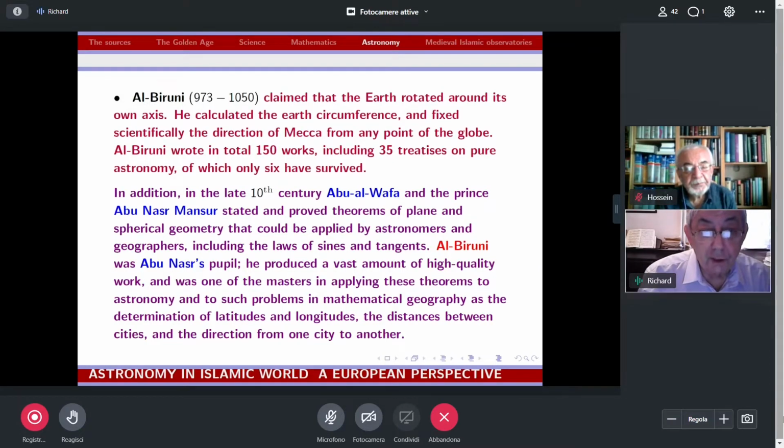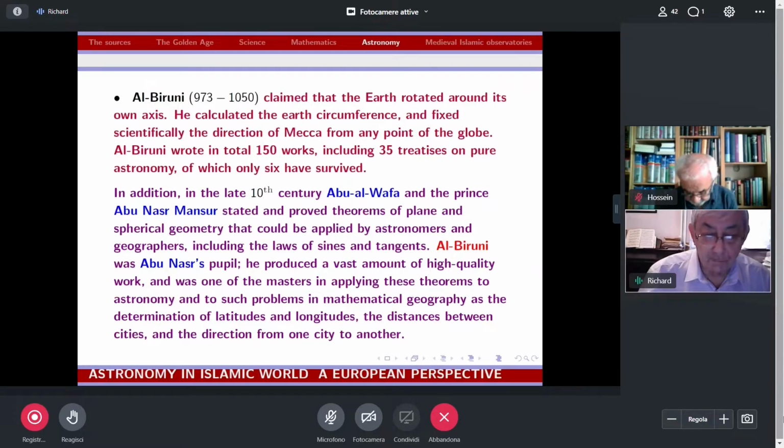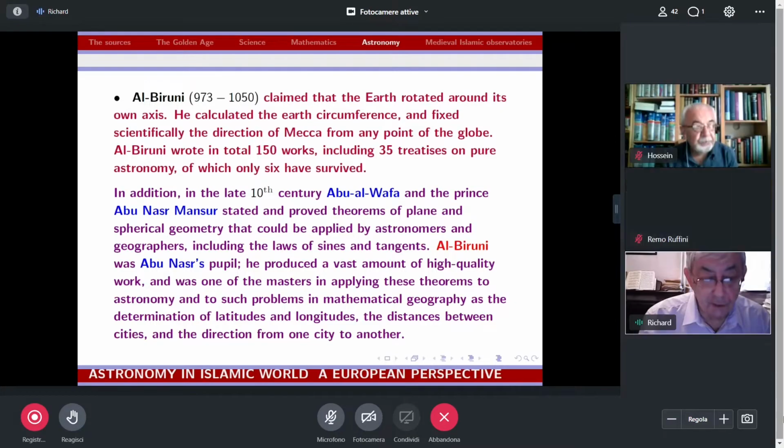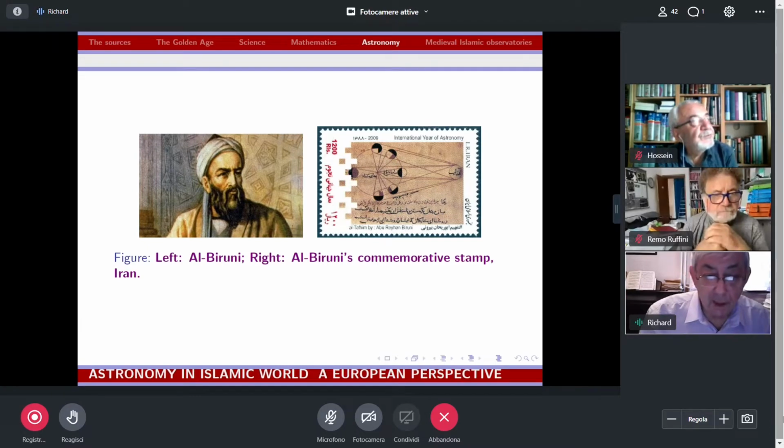Al-Biruni claimed that Earth rotated around its own axis. He also discussed the possibility that Earth could rotate around the sun, but he rejected it. In addition, in the late century Abu al-Wafa and Prince Abu Mansur stated and proved theorems of plane and spherical geometry that could be applied by astronomers. Al-Biruni was their master pupil. He produced a vast amount of high-quality work and was one of the masters in applying these theorems to astronomy and mathematical geography. Here is Al-Biruni and an Iranian stamp commemorating his work.